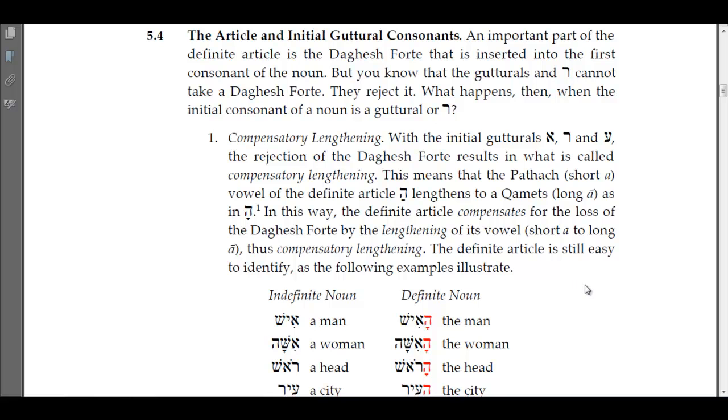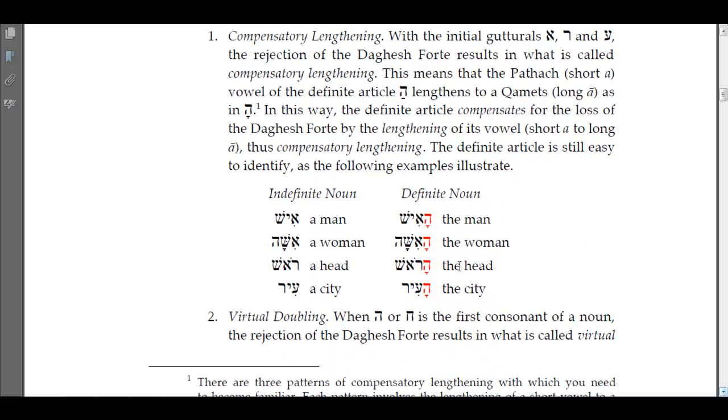The definite article is still easy to identify, as the following examples illustrate. Let's go look at these illustrations here. We have ish, but if we want to put a definite article onto ish, aleph is a guttural. We put the hey here, and normally we put the patak and the dagesh forte, but aleph rejects the dageshes, so the patak lengthens to qamets. Same thing with isha. The patak lengthens to qamets, and the aleph rejects the dagesh.